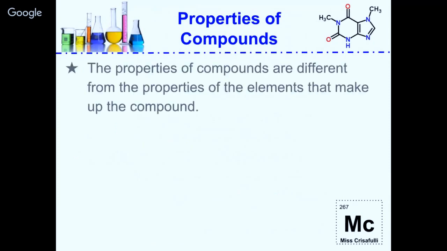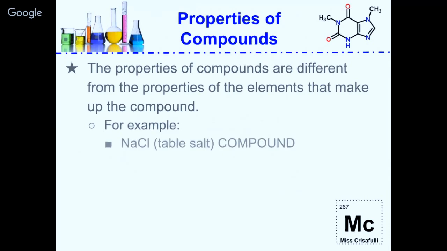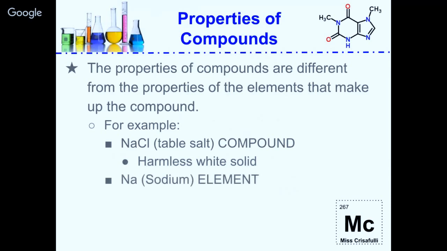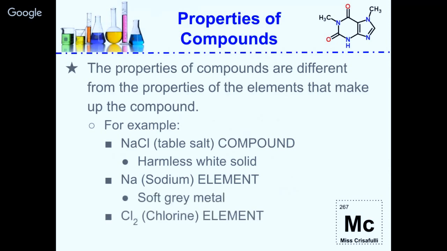So the properties of compounds are different from the properties of the elements that make up the compound. For example, table salt, NaCl, is a compound. It is a harmless white solid. However, sodium, which is one of the elements that make up table salt, is a soft gray metal. And chlorine, the other element that makes up sodium chloride or table salt, is a pale yellow toxic gas.